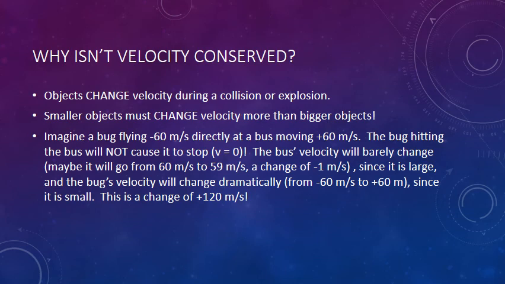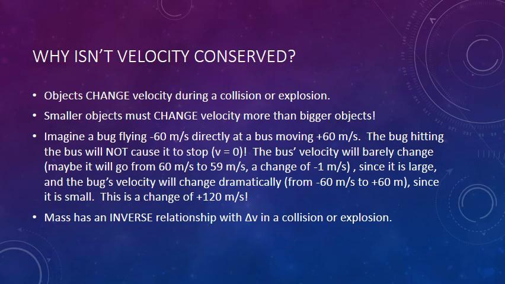So if you think about a bug flying at negative 60 meters per second directly at a bus that's coming the opposite direction at 60 meters per second, the bug is not going to cause that bus to stop. The bus's velocity is barely going to change at all because it's a very large object, but the bug's velocity will change dramatically going the other way. So velocity is definitely not conserved. Another thing to note is that mass has an inverse relationship with the change in velocity in a collision or explosion. So the larger the mass an object has, the smaller the change in velocity it's going to have.